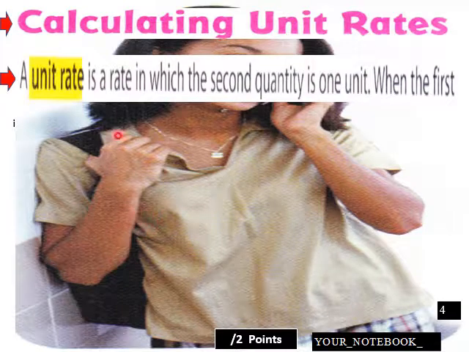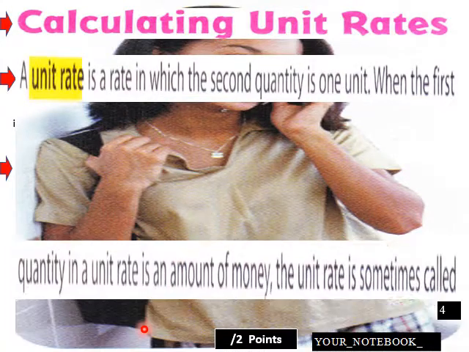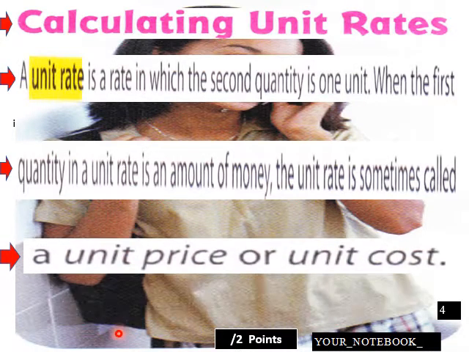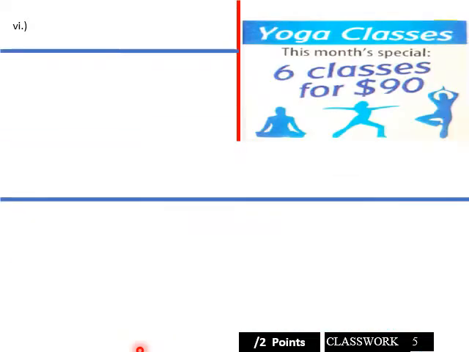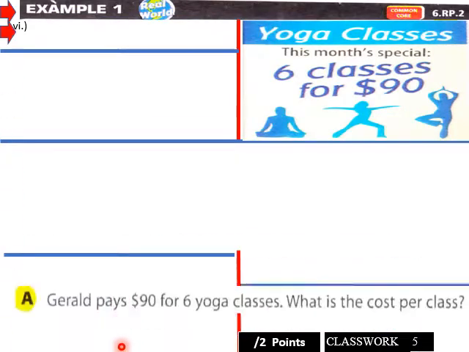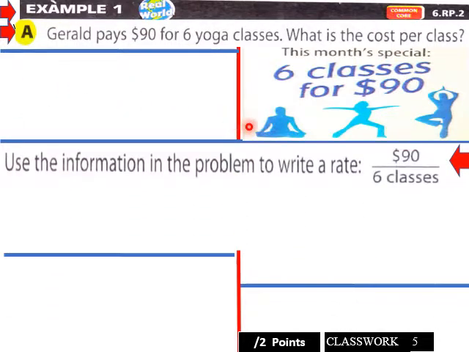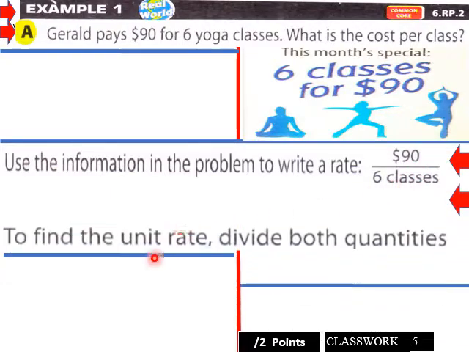Calculating unit rates. The unit rate is a rate in which the second quantity is 1 unit. When the first quantity in the unit rate is an amount of money, the unit rate is sometimes called a unit price or unit cost. So per one of whatever it is. So Gerald pays $90 for 6 yoga classes. What is the cost per class? So how do we figure the cost per class once we know how much 6 yoga classes cost? Use this information here. This would be how you would find your unit rate. $90 for 6 classes.